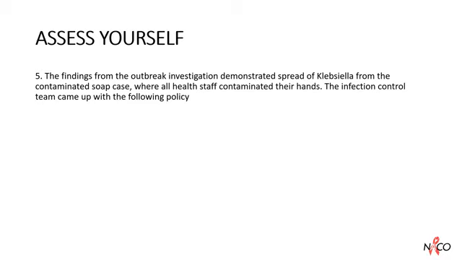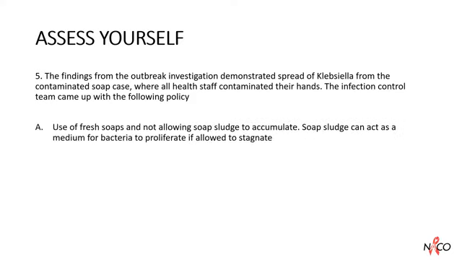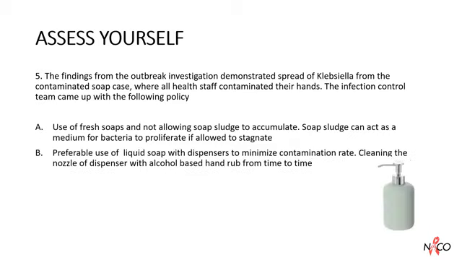The findings from the outbreak investigation demonstrated spread of Klebsiella from the contaminated soap, where all health staff contaminated their hands. The infection control team came up with the following policy: use of fresh soaps and not allowing soap sludge to accumulate. Soap sludge can act as a medium for bacteria to proliferate if allowed to stagnate. Preferable use of liquid soap with dispensers to minimize contamination rate. Cleaning the nozzle of the dispenser with alcohol based hand rub from time to time. Use of alcohol based hand rubs.